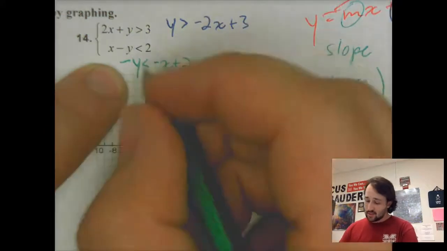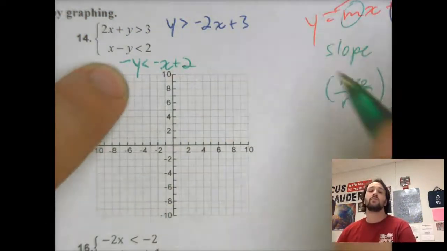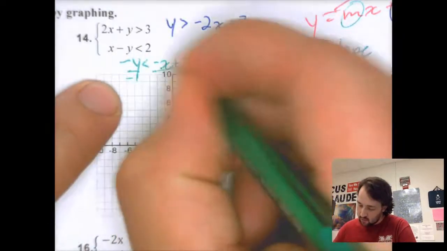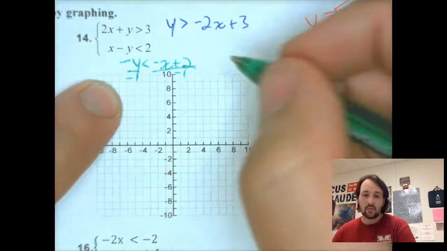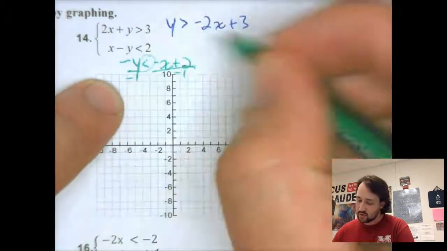So what I need to do is divide my entire equation by -1. Please, please, do not forget, if you multiply or divide an inequality by a negative number, you have to change the direction the sign is facing.